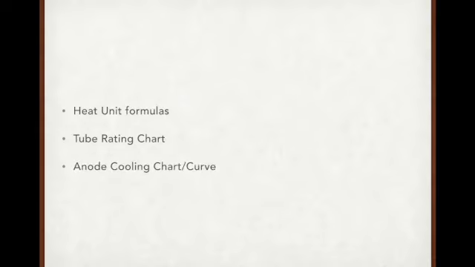So I'm going to talk about the heat unit formulas. There's a couple of different ones just to tell how many heat units you're acquiring with each exposure or a number of exposures altogether. There are two rating charts that I'll show you, and then anode cooling charts, which are not the same thing. And I've also seen these called anode cooling curves in certain books.